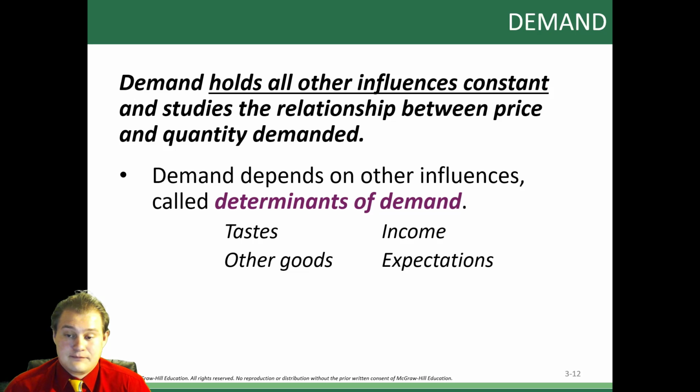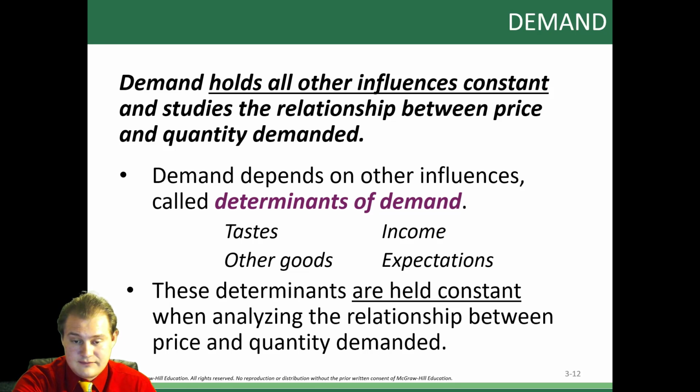Oh man, that's it. If you look at that, those are the things that make up demand, and these things can definitely change demand as far as where we are on the curve, and shifting curves. These determinants are held constant when analyzing the relationship between price and quantity demanded. So once we have these, we hold them constant, and you can only say this changes and then move it, but while we're working with it, these things remain the same.